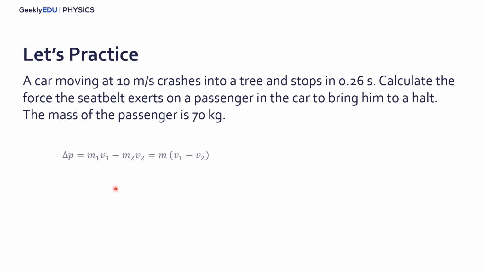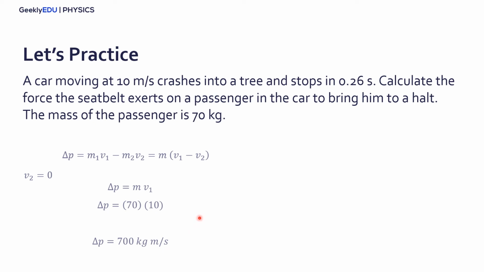So let's apply the conservation of momentum. We know that the variation in momentum here is the mass of the passenger in state 1 times the velocity at state 1 minus the mass in state 2 times the velocity at state 2. Well, the mass is constant and equals 70, right? So we have this change in velocity from state 1 to state 2. We also know that in state 2 the velocity is 0, because the car crashes into a tree, so everything stops. We want the seatbelt to stop the passenger, so the velocity at state 2 is 0. We know then that the variation in momentum is actually m times v1. So it's 70 times 10, which is 700 kilograms meters per second.